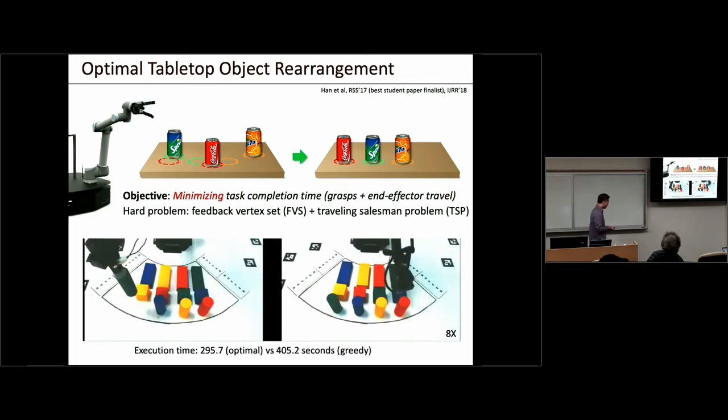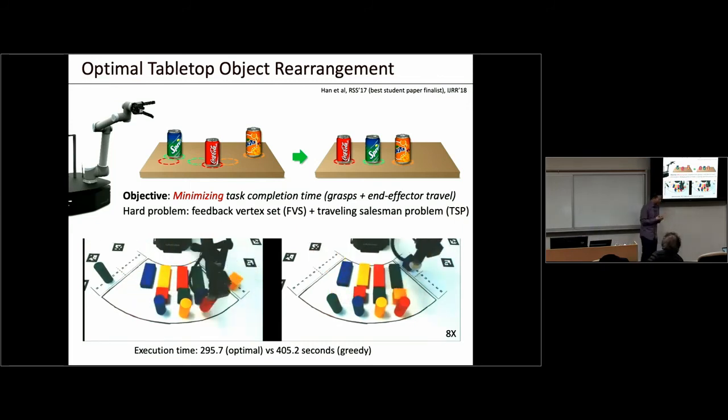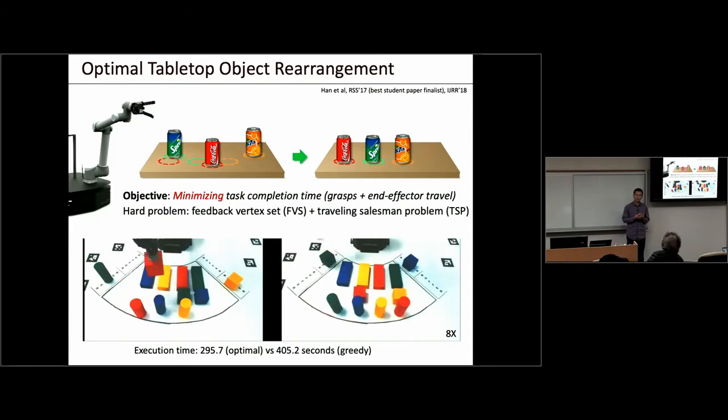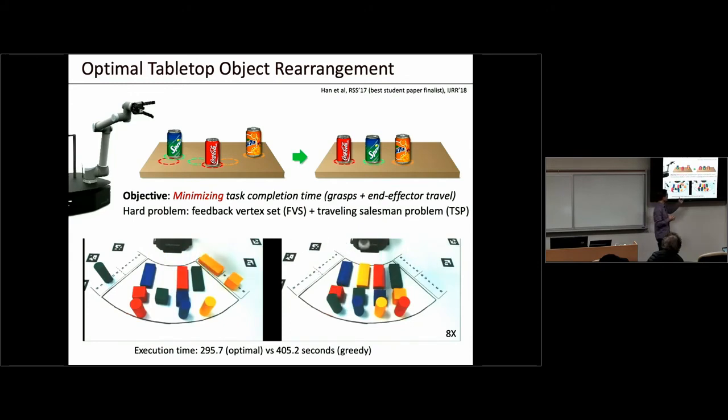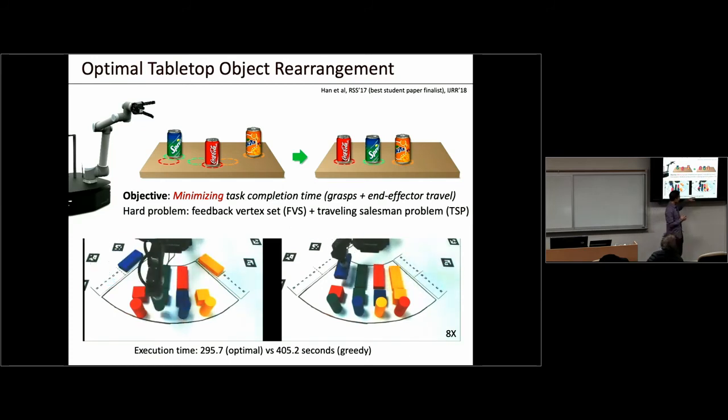So what we end up doing is that we eventually used, again, an integer programming-based method for solving this problem that scales to roughly about 20 to 30 objects, which is of practical importance. So here is one example where we run our algorithm versus a greedy algorithm. It takes about 300 seconds for us to execute the plan, and actually about 400 seconds if you use a greedy method.